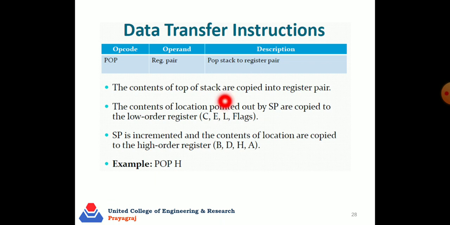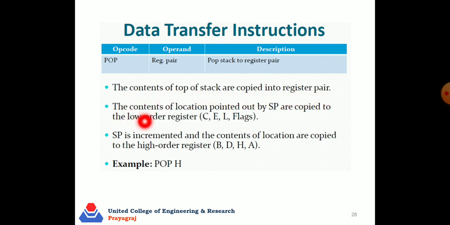Next, pop. Pop is just the reverse operation of push. That means pop also works on a register pair or PSW. PSW means program status word, which is the combination of the accumulator and flag. Pop: the content of the top of the stack is copied into the register pair.